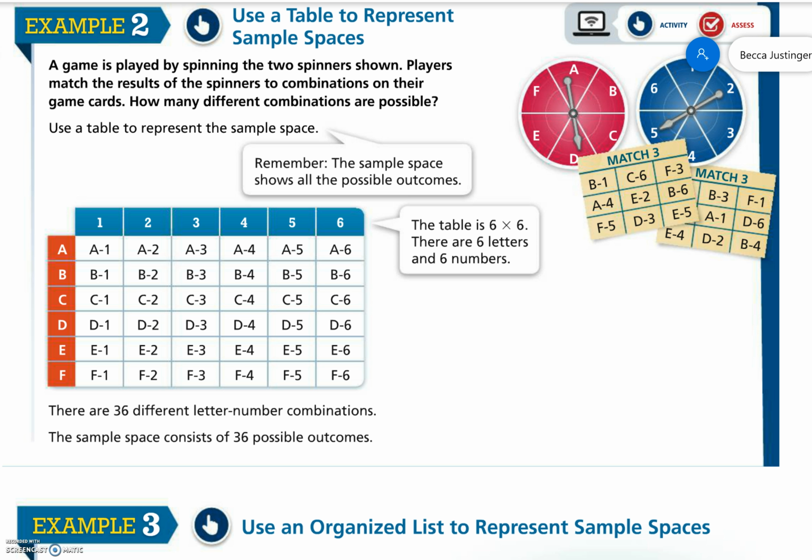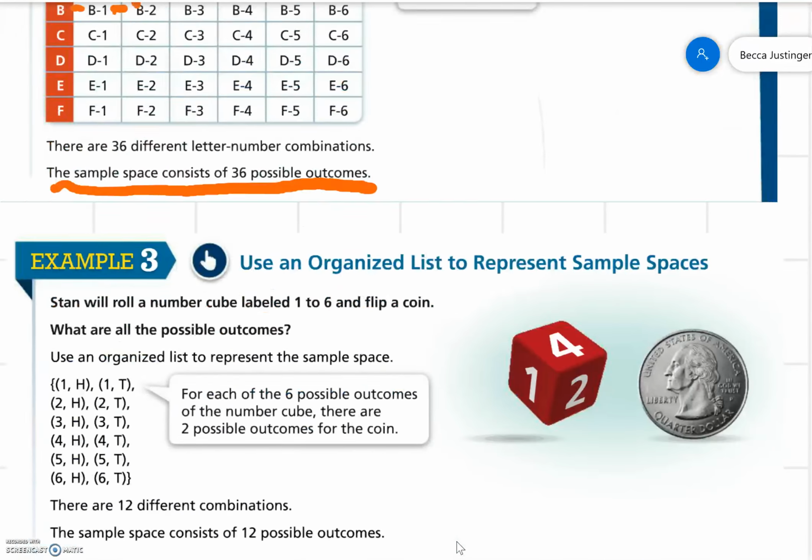So the first spinner, you could get 1, 2, 3, or 4. Second spinner, you could get just E, F. So then when you match them up, you say, okay, A and 1, B, you just match up and down. So 36 different letter number combinations. The sample space consists of 36 different outcomes.